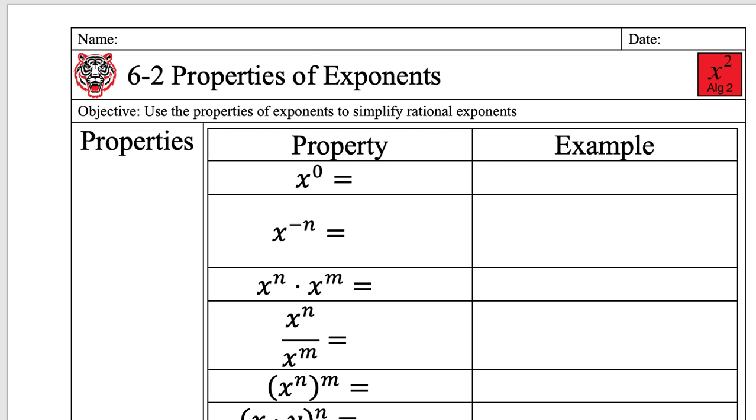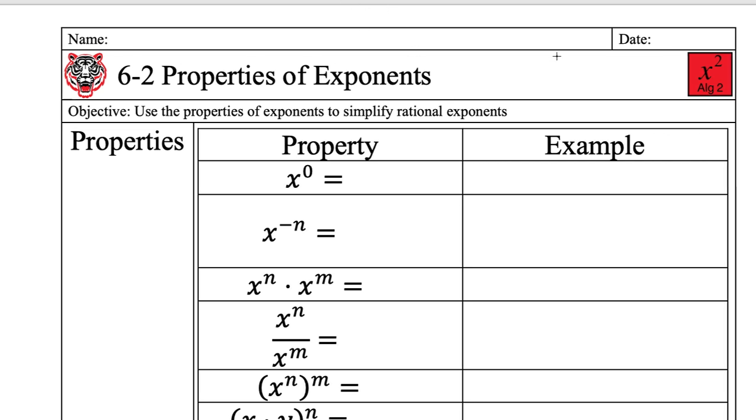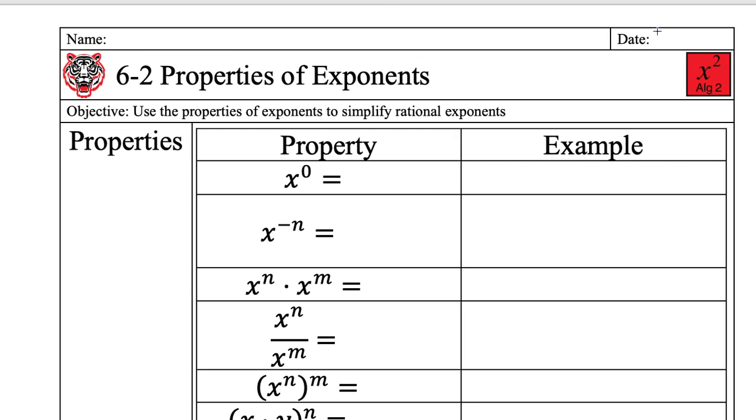Here you go, Cheyenne. All right, so today's date is Tuesday, December 3rd. We're at 12/3/2019. We're on Properties of Exponents today. Who can read our objective for the day? Ella reads first. Use the properties of exponents to simplify rational exponents. Thank you, and it is nice for you to be back again.